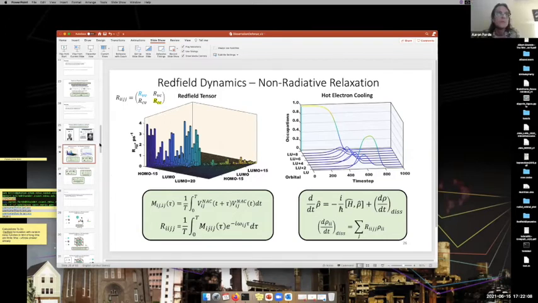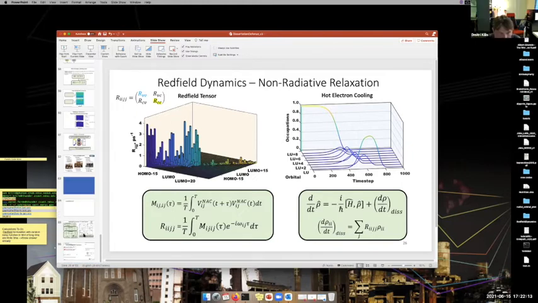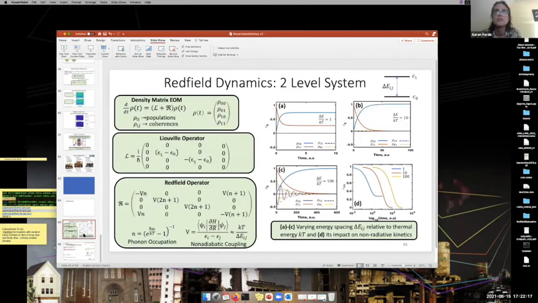I do have a backup slide to combat those questions. Yes. So if it's a very large band gap, you have long-lived coherences. But for energy gaps comparable to thermal energy, the coherences decay very quickly, so we can get by with neglecting them. Okay, it's great. You are ready.